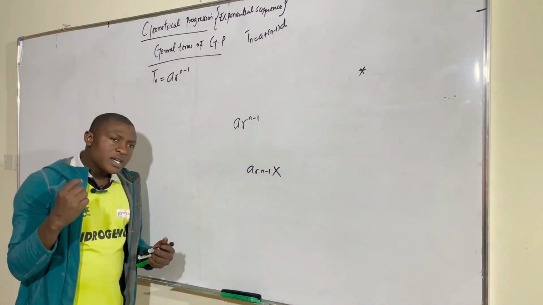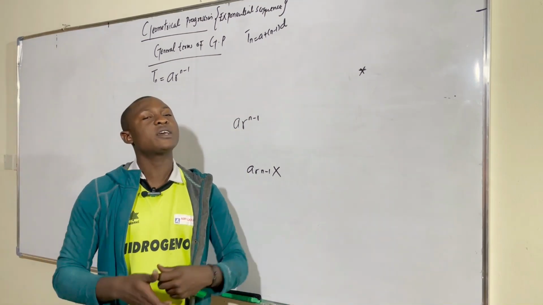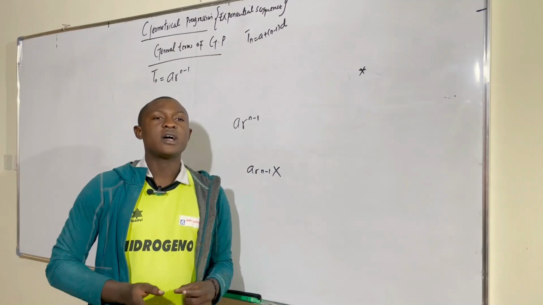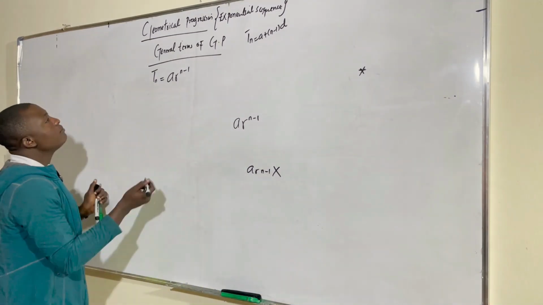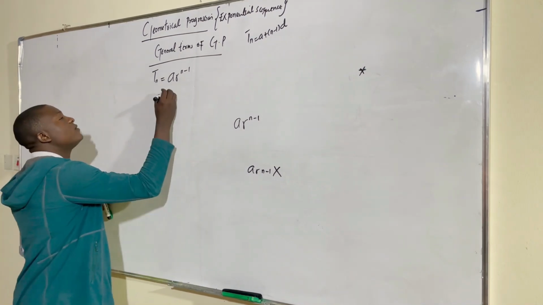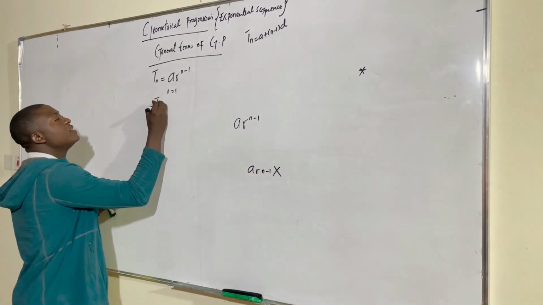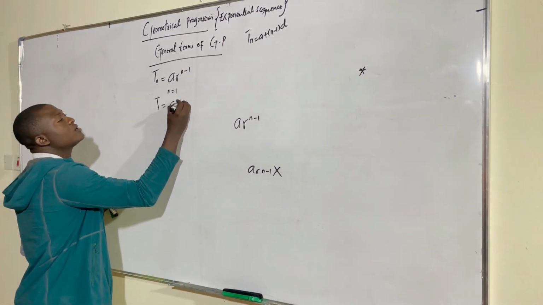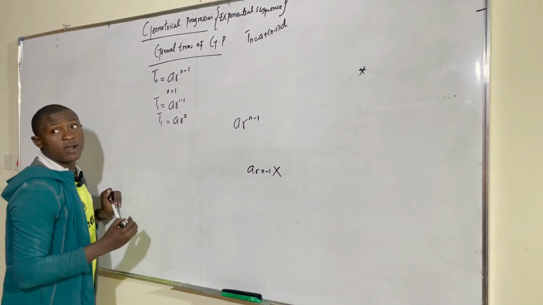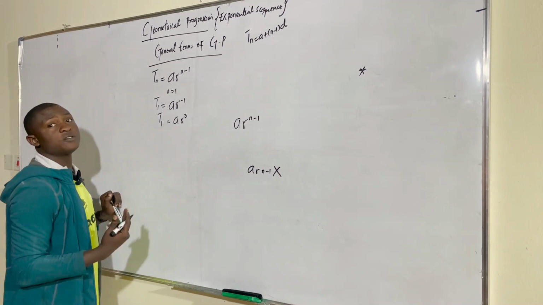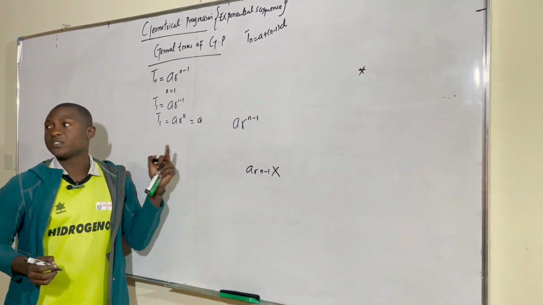In the AP, I made some expansions on how you can write the first term, second term, third term, fourth term, as far as any term is concerned. Here too we can find that. For example, to find the first term, meaning when the number of terms is 1, by substituting I have T1 equals ar^(1 minus 1), so T1 equals ar raised to the power of 0. We know anything raised to the power of 0 gives us 1, so our first term is a.